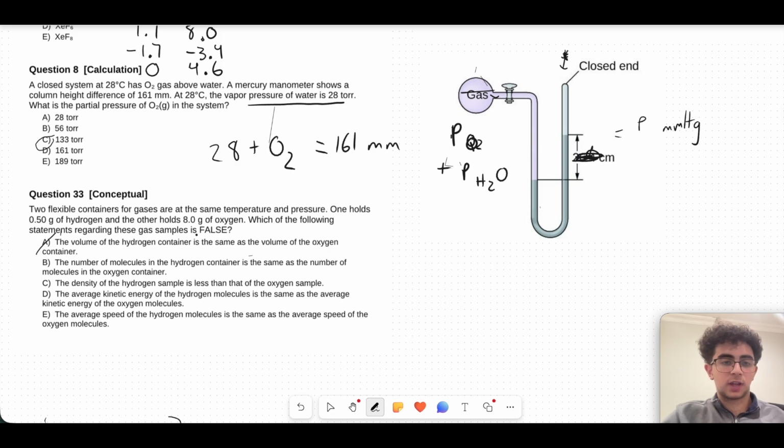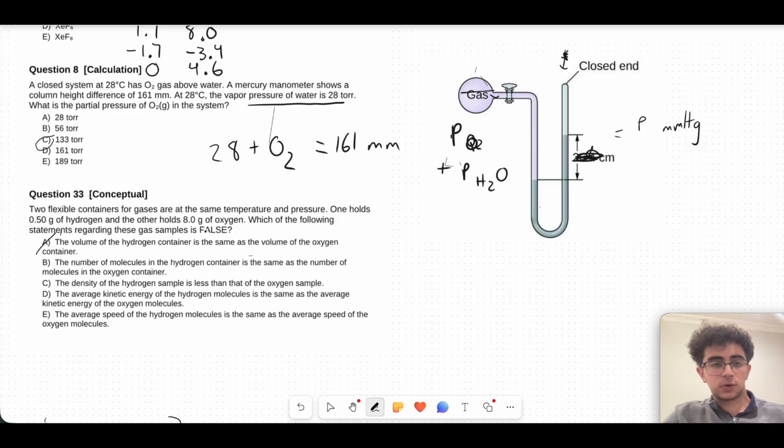For 33, it's asking which is false. You can pause, read the directions. A is true because even though there's different amount of grams, PV = nRT is based on n as moles. So 0.5 grams of hydrogen is going to be the same amount of moles as 8 grams of oxygen. You can divide by their molar mass. Also remember that these are both diatomic, but they'll give you the same amount of moles, and so they'll have the same volume. So this first one's true.